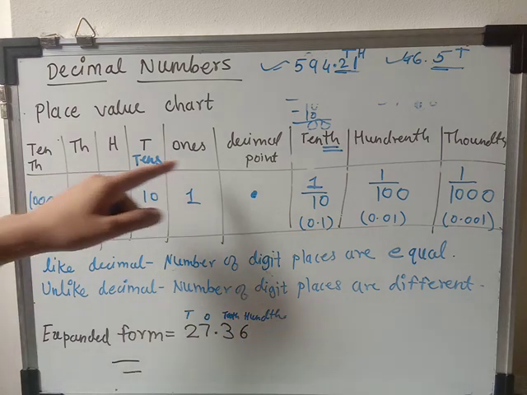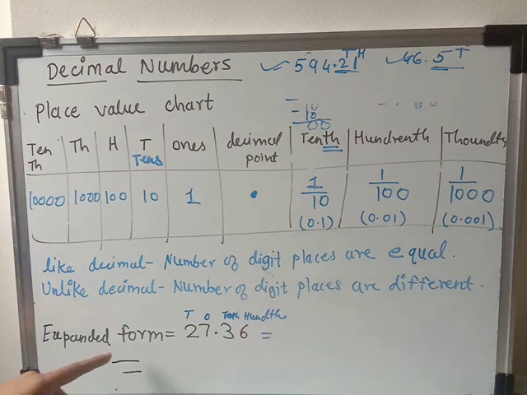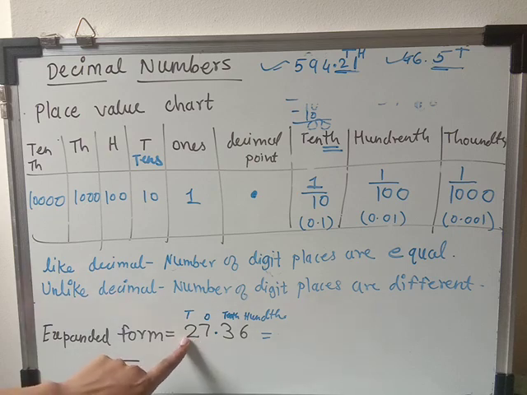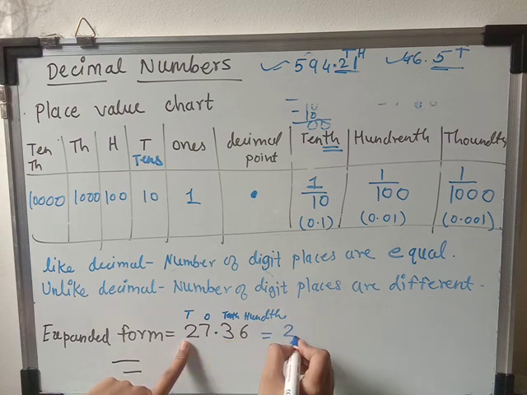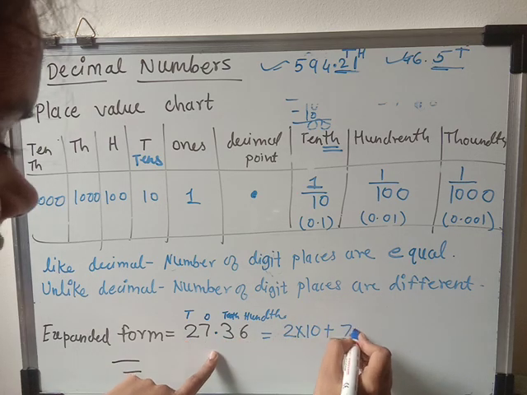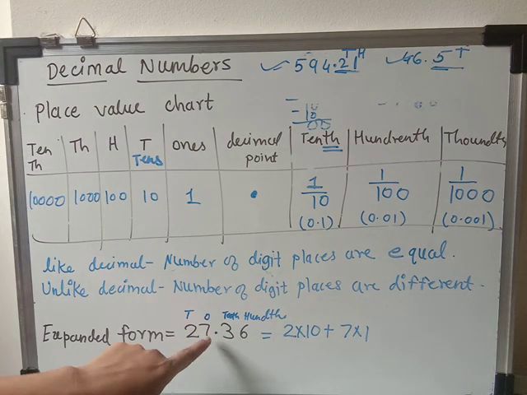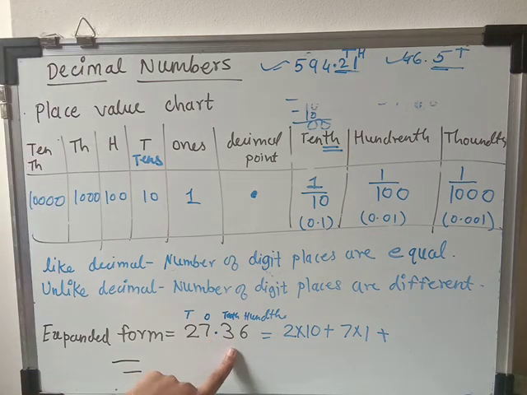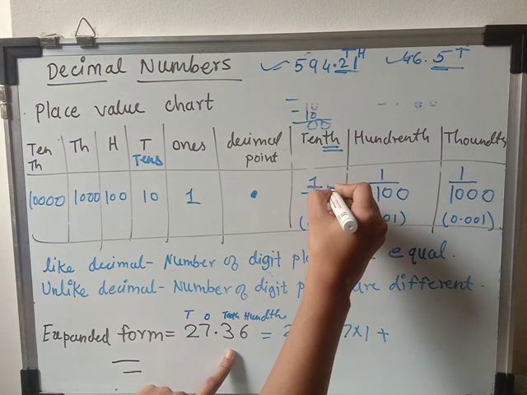Now according to the place value system, I'll expand this number. Okay, so here first start with the tenths place. So here 2 multiplied by 10 plus 7 multiplied by 1, because 7 is on the ones place, plus 3 which is on the tenths place. What is the value of the tenths place?